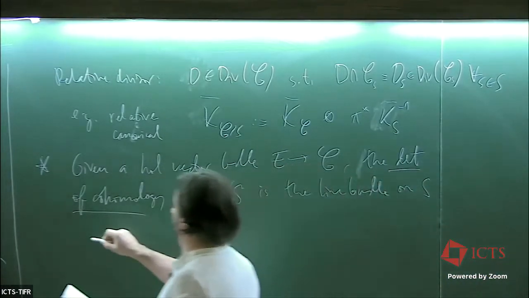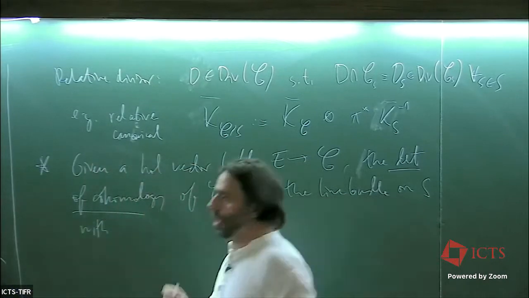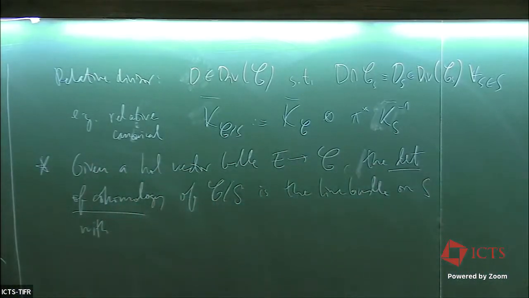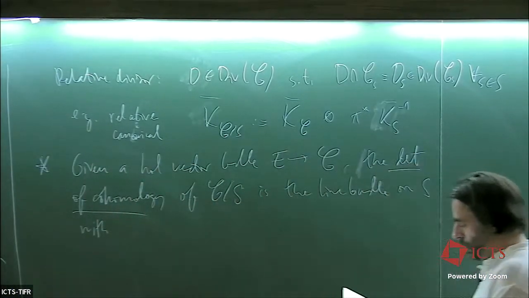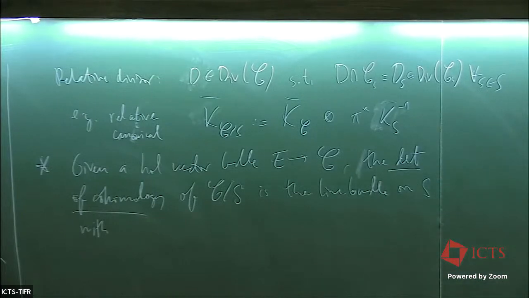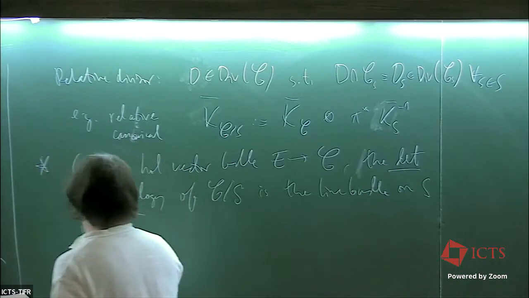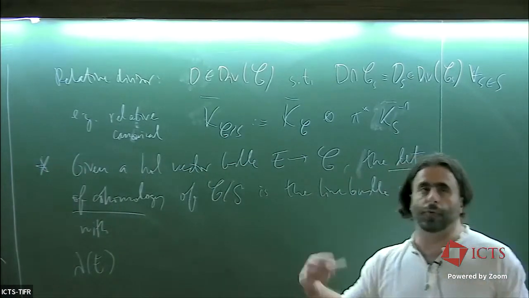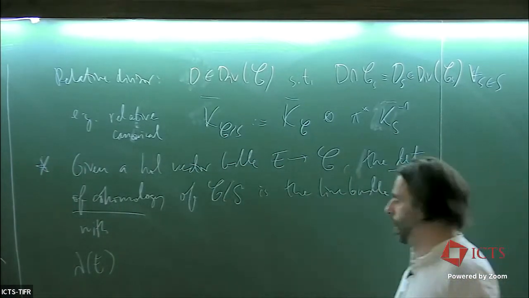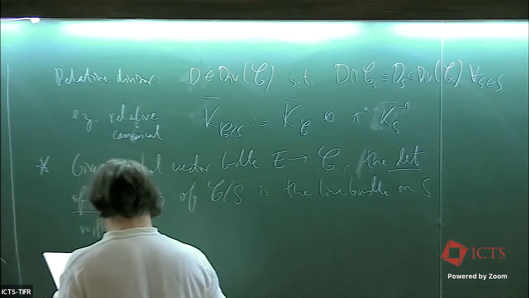Okay, with fibers. I'm going to say each fiber is going to be a vector space, actually a complex line. So this is how I'm going to write lambda of E, it's the determinant of cohomology of E at S.